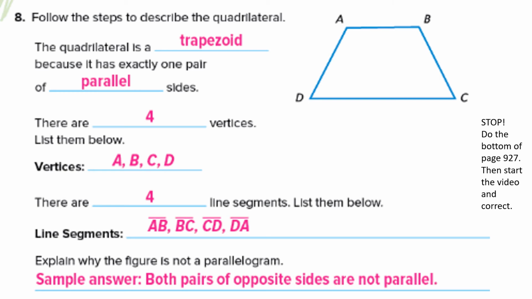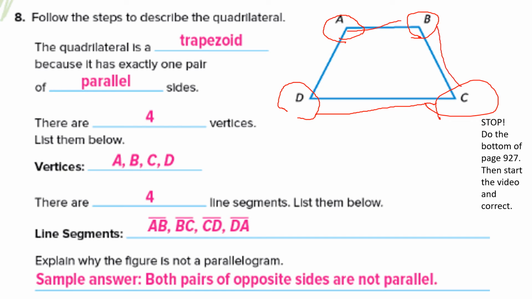This is a trapezoid because it has exactly one pair of parallel sides. There are 4 vertices, right? That's where the corners make the vertex, and that's A, B, C, and D, and it doesn't matter what order you put it in. There are 4 line segments that connect it. And again, the capital letters can be placed in any order. AB is the same as BA, and then BC, CD, and DA. You can always flip those around.